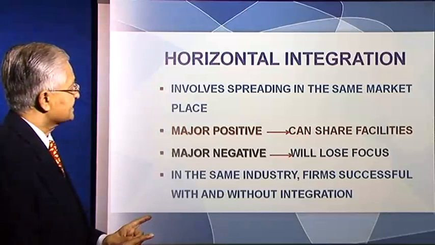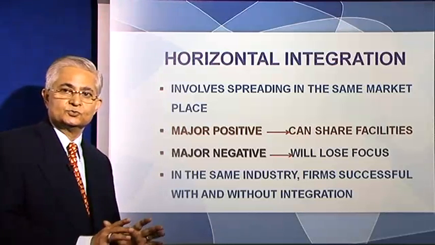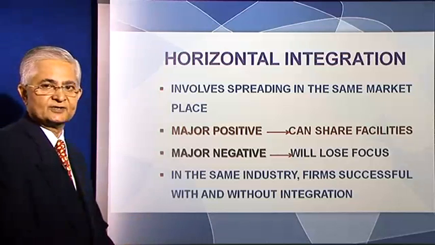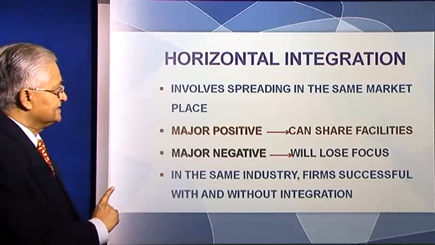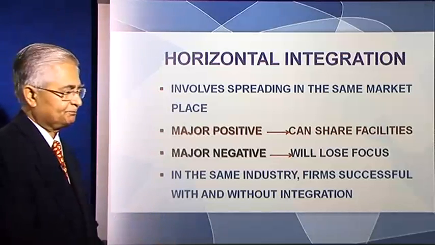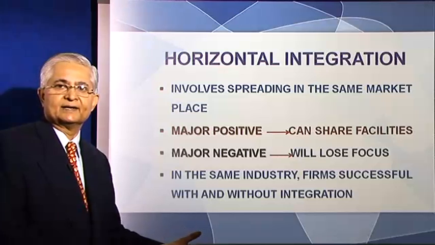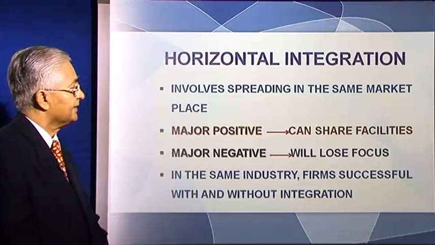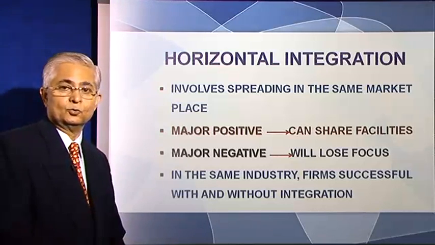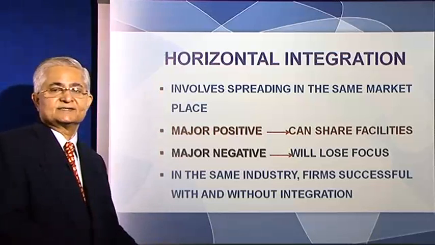Now, both these negatives and positives can be addressed suitably. The issue is that when the company follows a strategy of horizontal integration, it must be aware of these positives and negatives, and it must plan its activities accordingly. Here again, it's interesting to see that there are companies like Mahindra and Mahindra which are spread out, and companies like the Bajaj group which is focused, right? And both of them are successful companies.